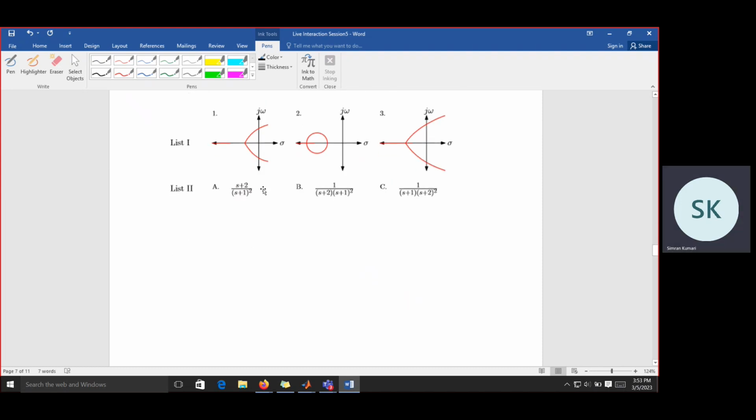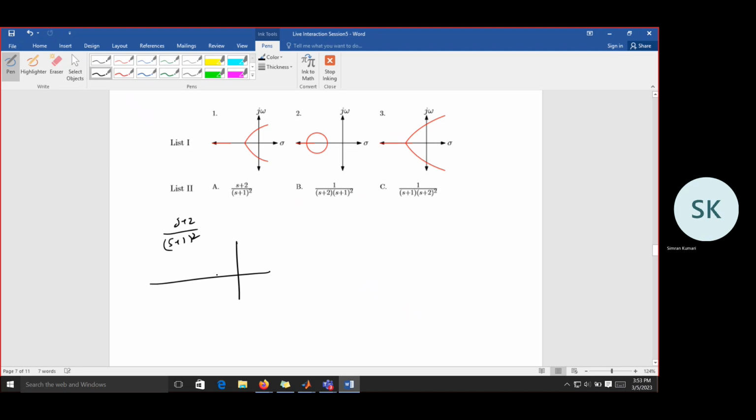So we have this transfer function, which is s plus 2, s plus 1 whole square. So we have two roots at -1 and one root at -2. So for this part of the real axis, since there are 2 poles here, this will not be in the root locus. And for this part of the real axis, since there are 3 poles, -2, -1, -1, this will be on the root locus.